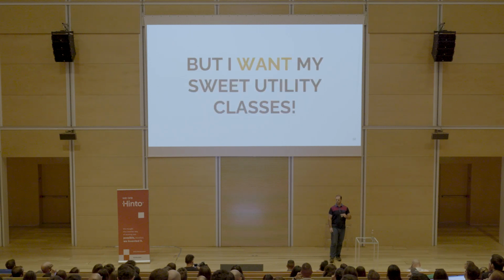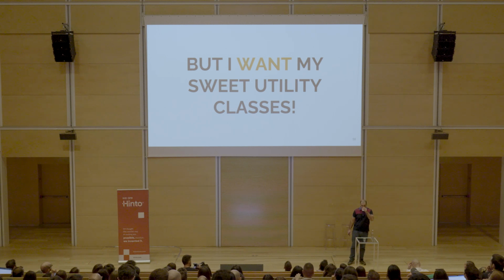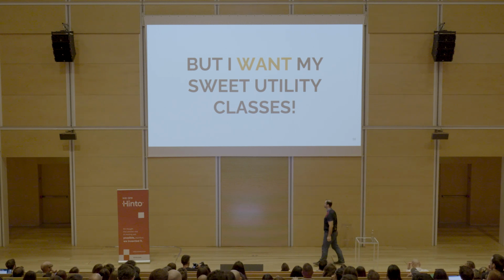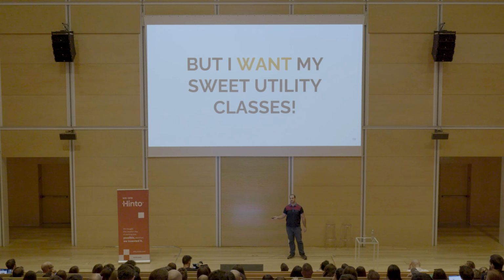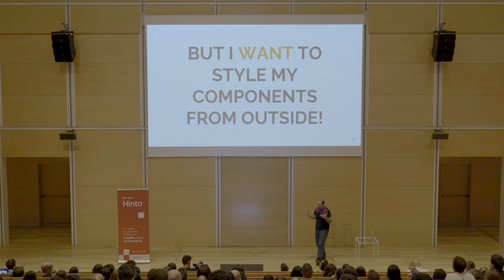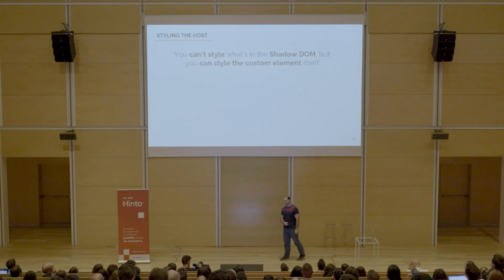But I want to use my utility classes. That's fine, because inside the shadow tree, you can import multiple style sheets. You can import another style sheet full of utility classes. You are done. You are ready to go. But I want to style my components from the outside. That's OK. There are ways.